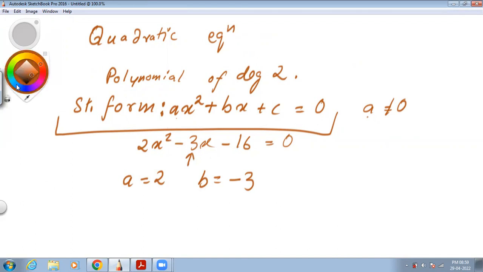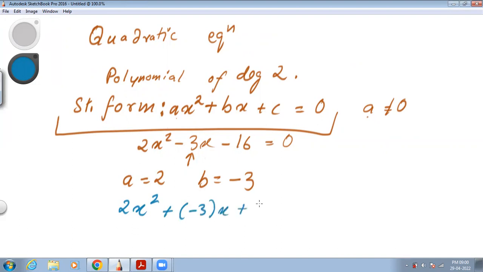Let me just quickly change the color of my pen. You need to write it like this: 2x squared plus minus 3x plus minus 16 equals 0. Now you get these values: a, b, and c is minus 16. Okay. Now is it clear? So this is how it should look. It's ax squared plus bx plus c, with a plus between all the terms, right? So don't make that mistake.